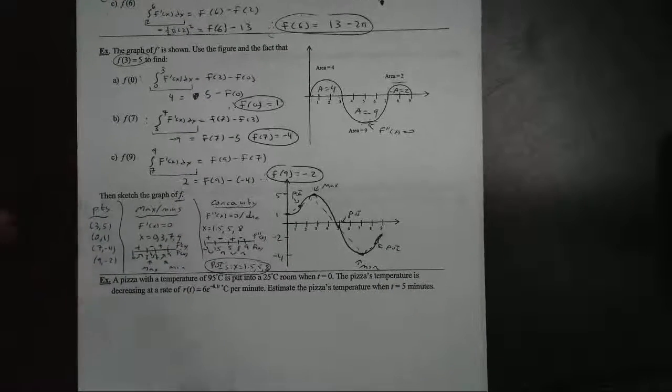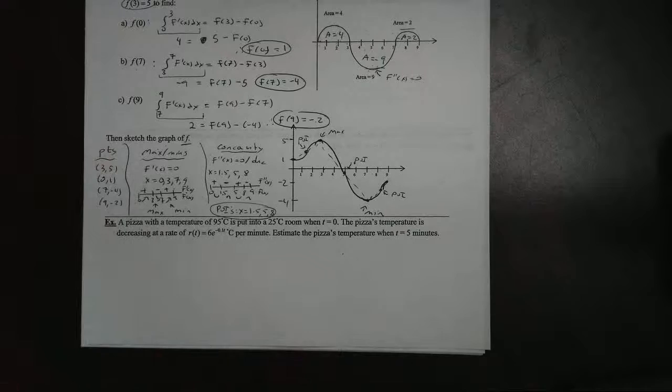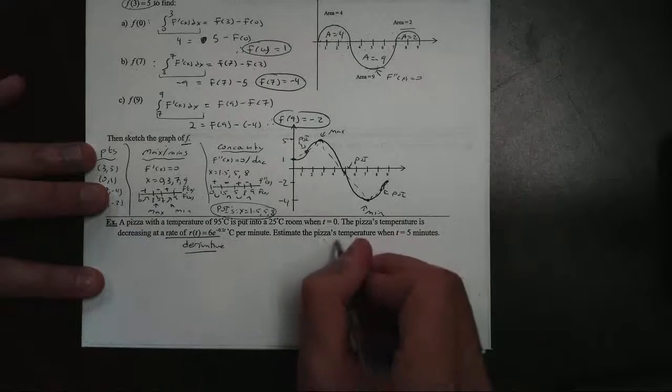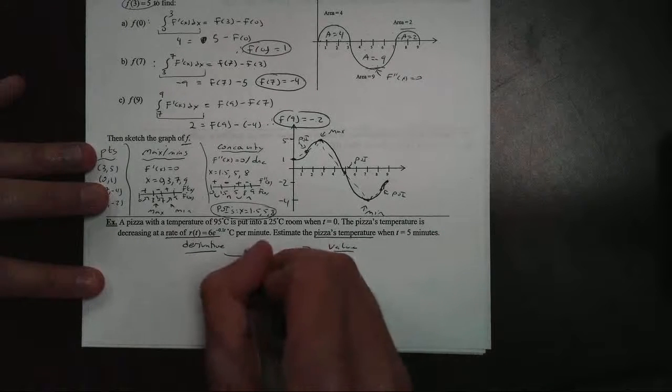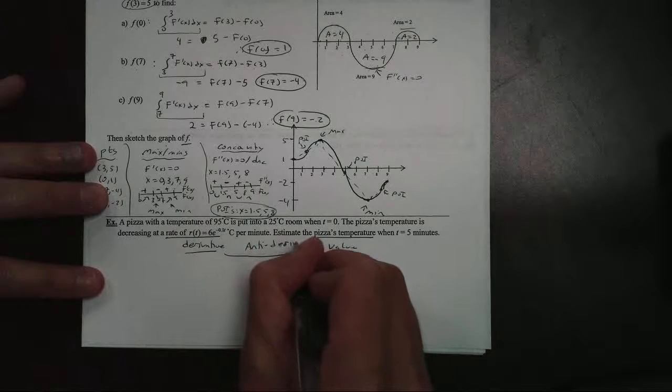All right, now, real world situation, pizza. We all love pizza. So we have pizza with a temperature that we take out of the oven, 95 degrees Celsius, at t equals 0, and then it starts to decrease in temperature. And it's decreasing at this rate. So what they're giving us is a derivative. And we want to find the pizza's temperature, so we want to find the value. We know how to do this. That's our antiderivative. So my rule says I've got to find the antiderivative.